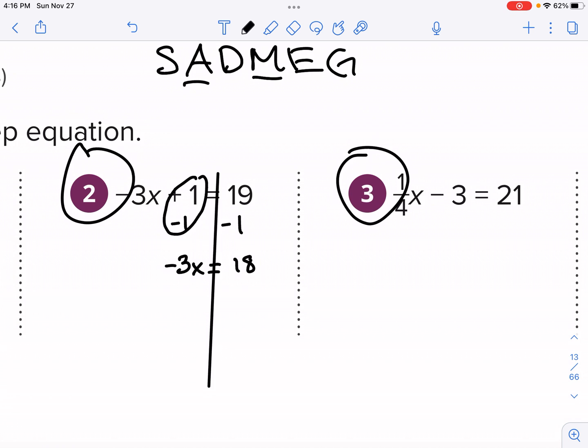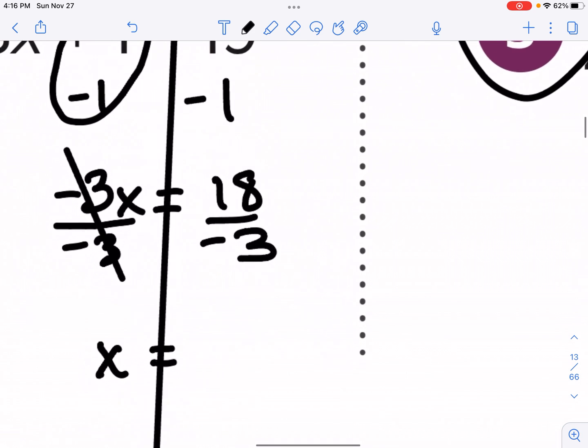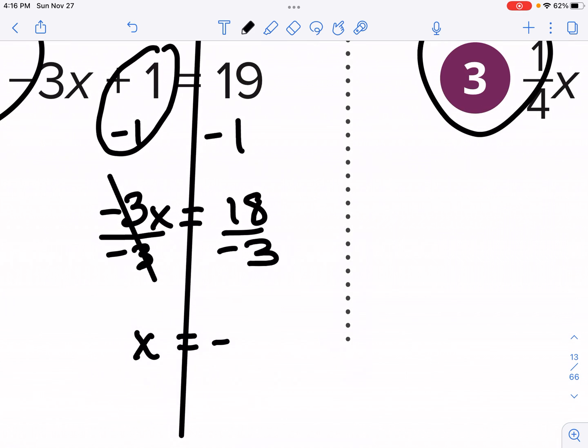Next, we're multiplying by -3. So to undo multiplying, we're going to divide by -3, by that exact same sign. We don't change the sign for that. Negative divided by negative is a positive. 3 divided by 3 is 1. So we draw a line here that means 1x or just x. And our final answer here, positive divided by negative is a negative. And 18 divided by 3 is 6.